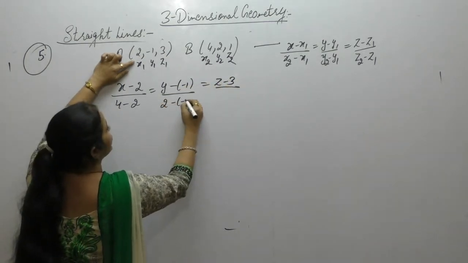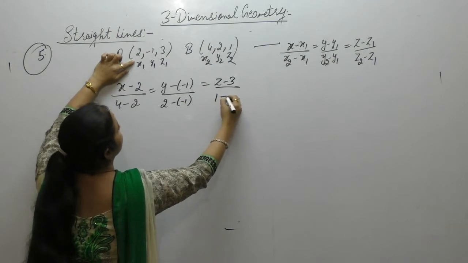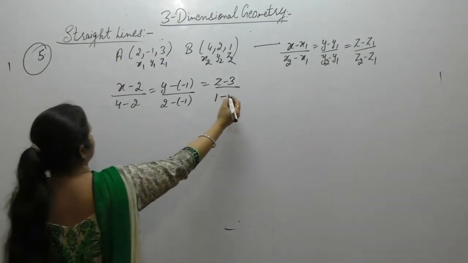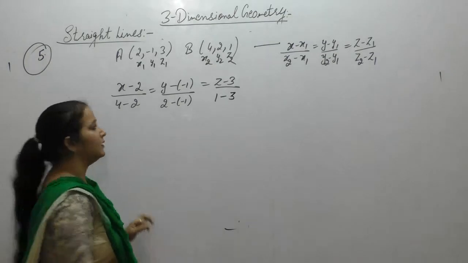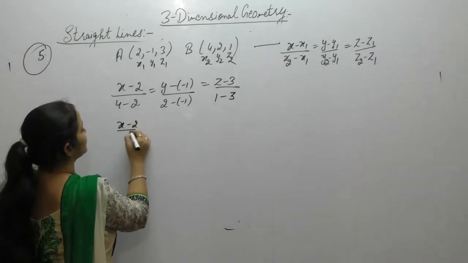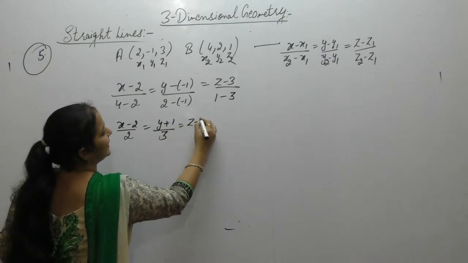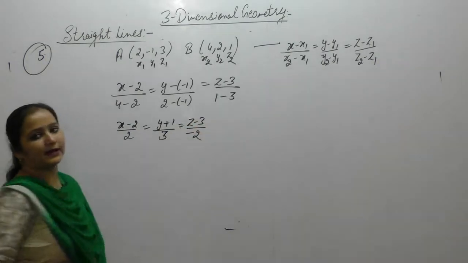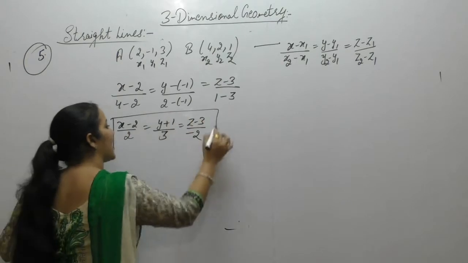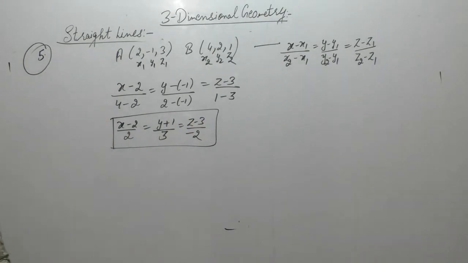Now x2 minus x1, y2 minus y1 and z2 minus z1. So what we get? (x - 2)/2 = (y + 1)/3 = (z - 3)/(-2). Now this is the Cartesian equation of the line.